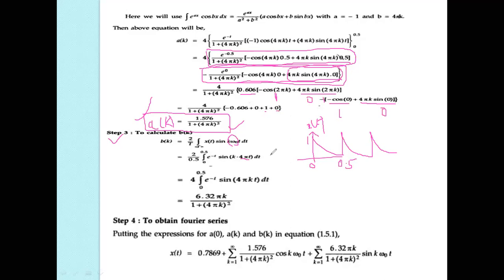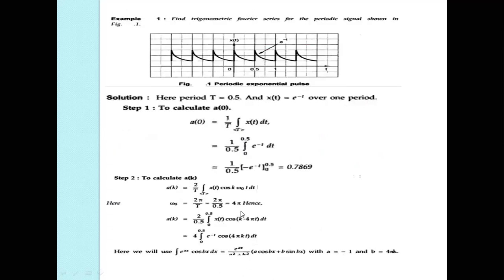Sine 4 pi k into dt. Here also, but you see here, now use this formula e power ax sine bx. Here it is e power minus t sine bx. Here also a is equal to minus 1, b is equal to 4 pi k.